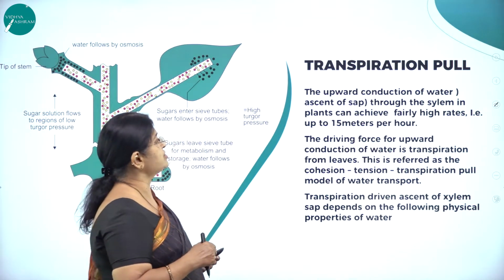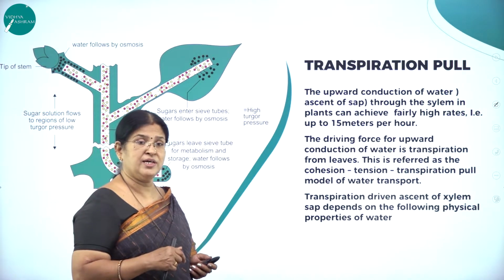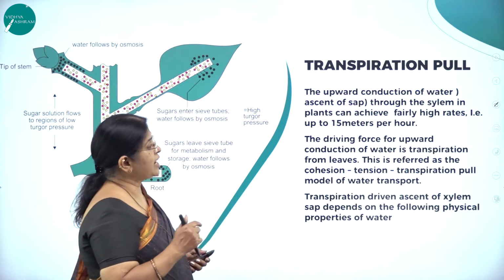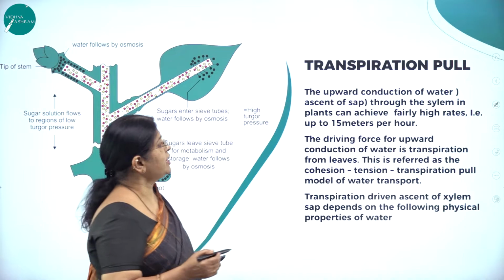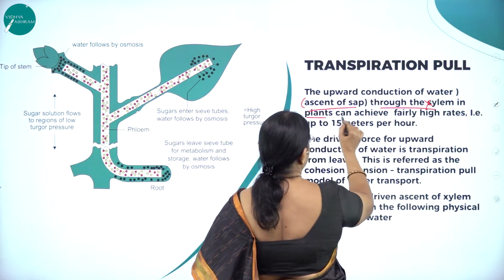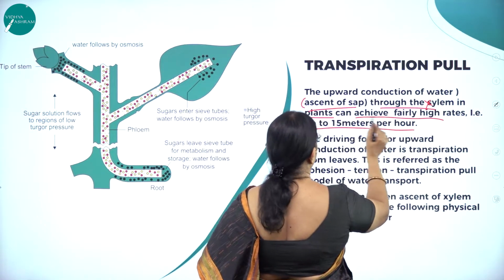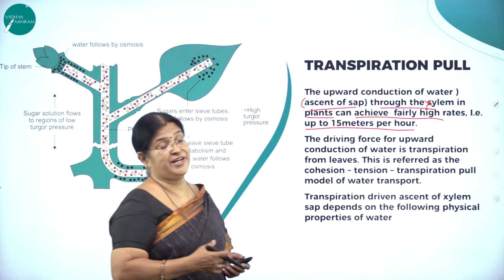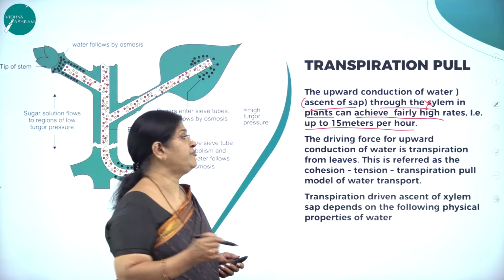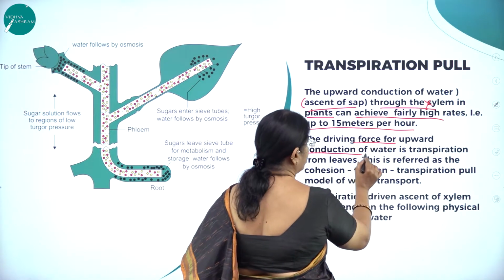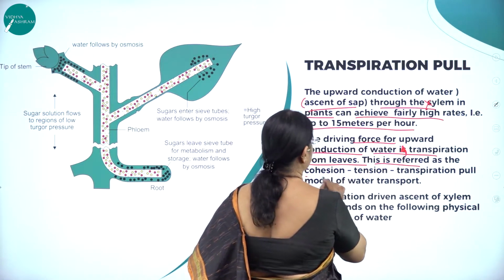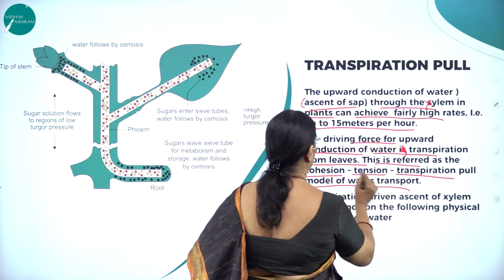Now let us understand what this transpiration pull is, which is also called suction pressure or a negative force. The upward conduction of water, that is the ascent of sap through the xylem in plants, can achieve fairly high rates, up to 15 meters per hour. So it can be conducted to such great heights. The driving force for upward conduction of water is transpiration from leaves. This is referred to as the cohesion, tension, transpiration pull model of water transport.